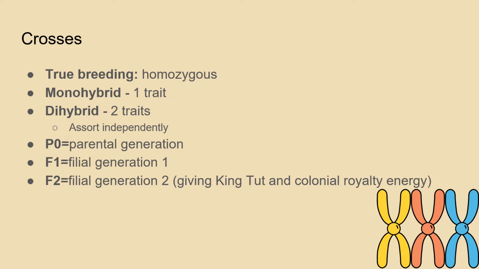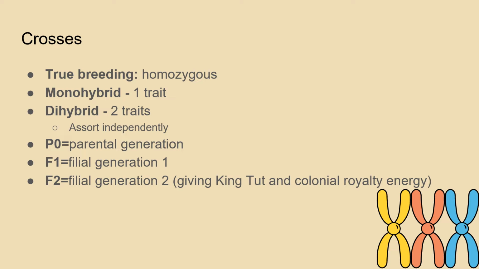And that just means basically that whatever gene is present, it doesn't affect the other gene. And then for P0, that's just your parental generation. F1 is going to be your filial generation 1, so that's just the offspring of the parental generation.